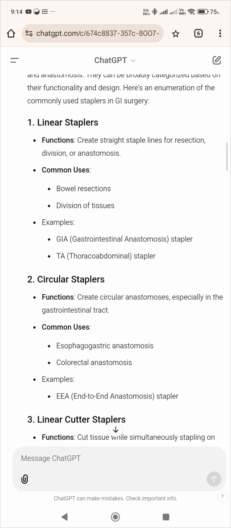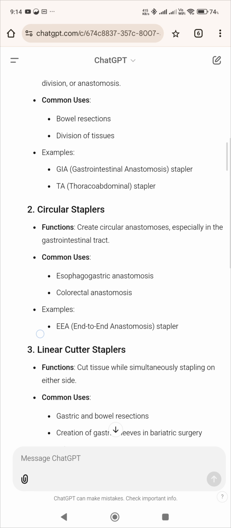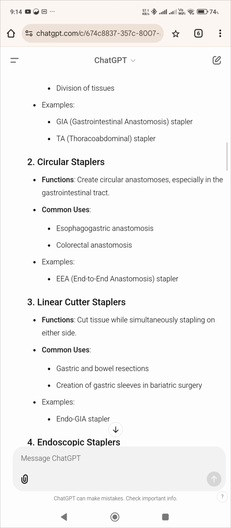Common uses: bowel resections, division of tissues. Examples: GIA, gastrointestinal anastomosis stapler; TA, thoracoabdominal stapler. 2. Circular staplers. Functions: create circular anastomosis, especially in the gastrointestinal tract. Common uses: esophagogastric anastomosis, colorectal anastomosis. Examples: EEA, end-to-end anastomosis.